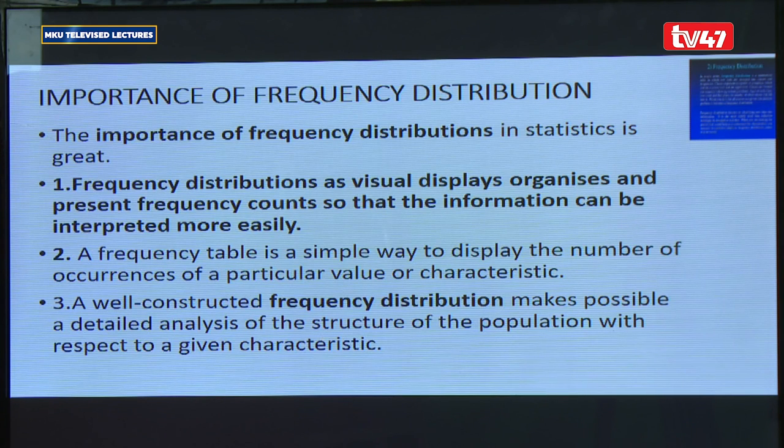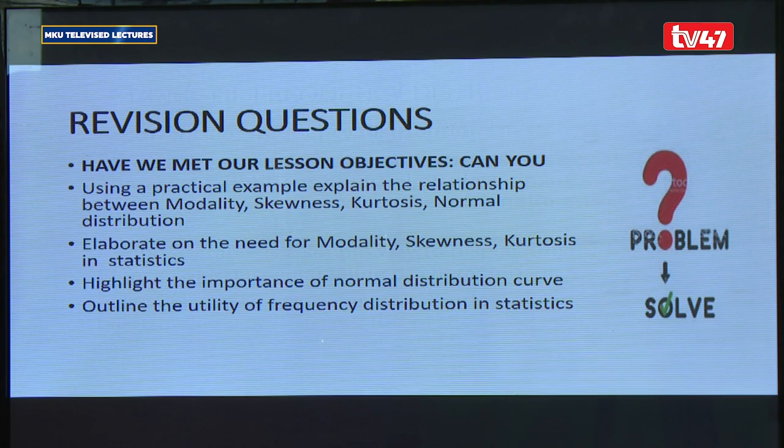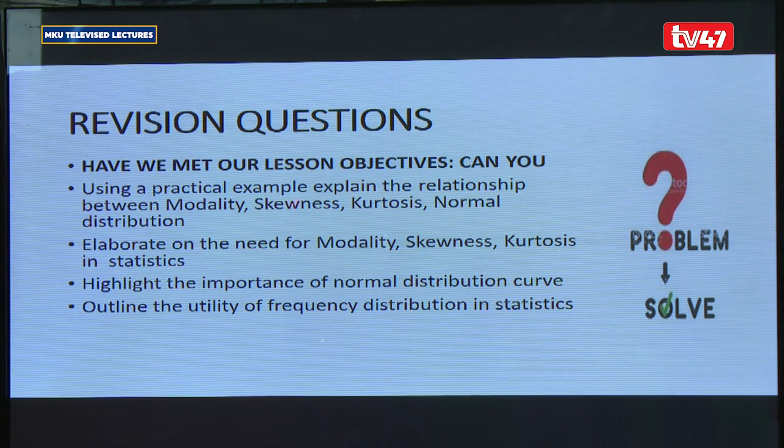With that, what have we been able to cover today? We have looked at the modalities, which we have called the number of peaks. We have also looked at the skewness, which we have called the symmetrical. We have also looked at the kurtosis, which we have called the spread of the data. And finally, we have looked at the normal distribution curve and its utility in statistical research.